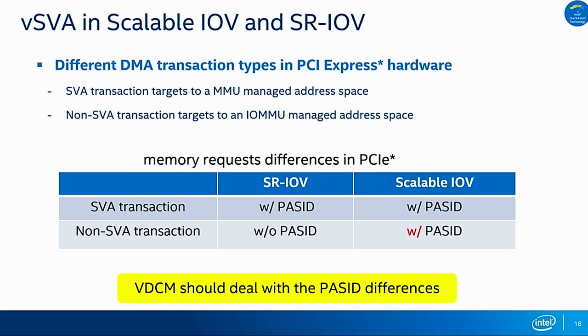The difference is mainly on the hardware side. For a single root IOV device, the SVA transaction and the non-SVA transaction are differentiated by with PASID and without PASID. But for a scalable IOV device, since all the transactions out from an ADI are with PASID, this is a major difference. And we need the VDCM to handle the difference.